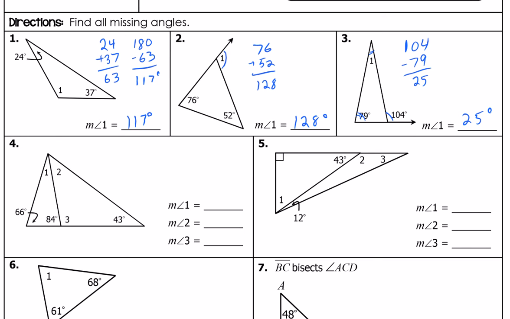There are going to be problems with multiple steps on it. For example, number 4, the first one that we're going to look at, we're going to try to find the measure of angle 1. Because we have all of these angles on the inside, we can do 66 plus 84, giving us 150. Subtract that from 180. 180 minus 150 ends up giving us 30 degrees for the measure of angle 1. I'm going to label inside this triangle for it. And then now we're looking at other examples.